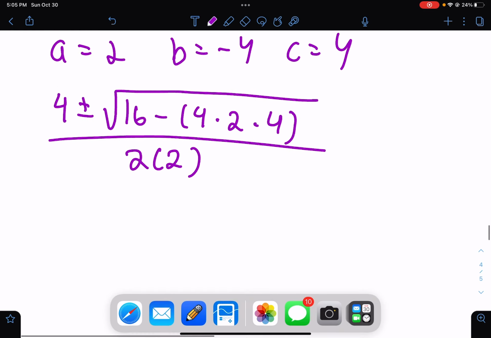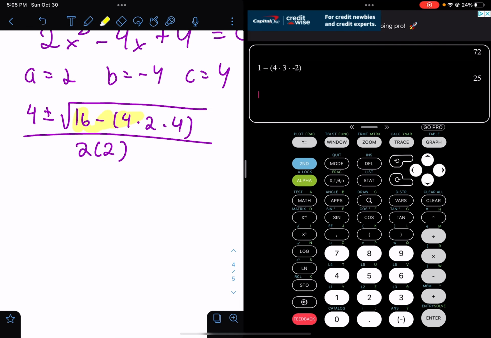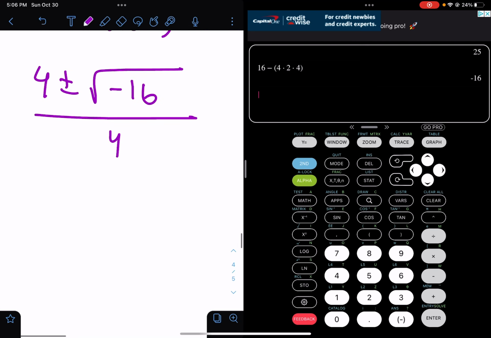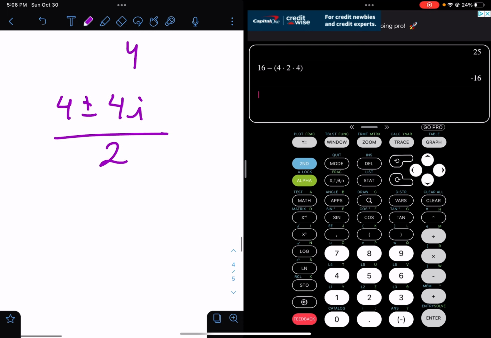So I need to go to my handy-dandy calculator here, and I'm going to plug in what is inside of my radical. I get 16 minus 4 times 2 times 4, and I get a negative 16 in there. So I get 4 plus or minus the square root of negative 16 all over 4. So the square root of negative 16 is actually 4i. The square root of 16 is 4, the square root of negative 1 is i, so 4i comes out.